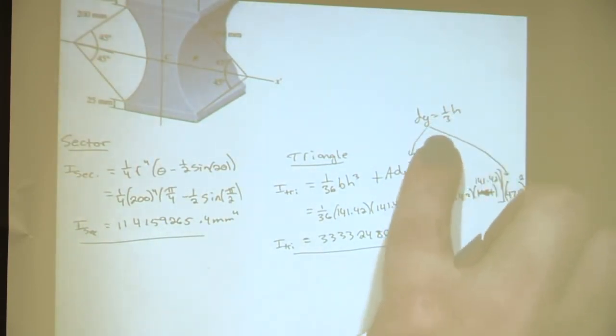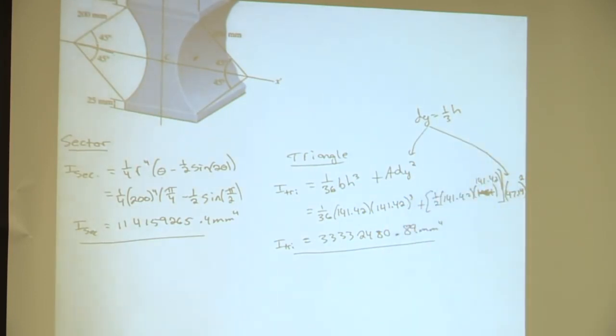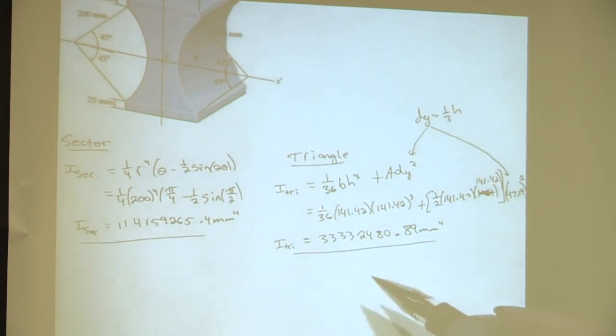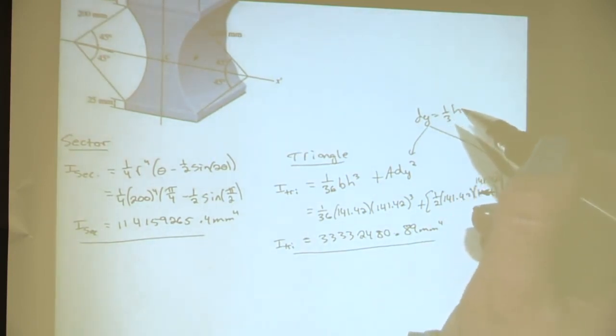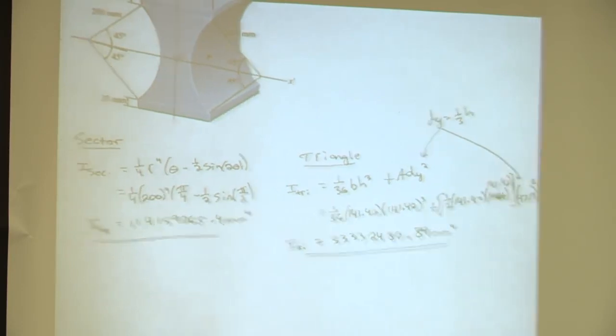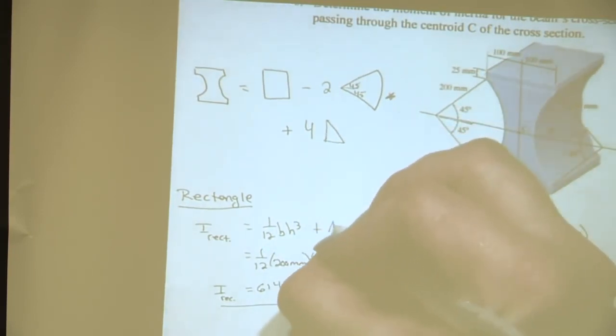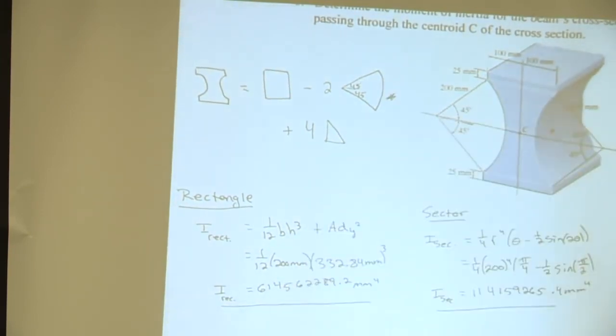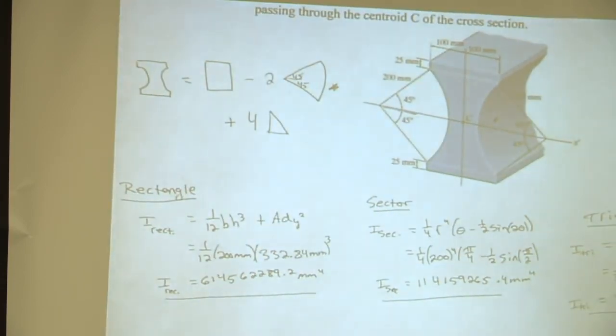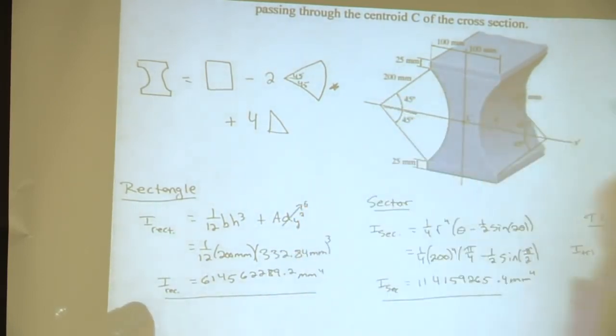So dy is the distance from the x-axis to the centroid of the triangle. And to find the center of the triangle, it's 1/3 the distance of the height. Now, let's say we wanted to use parallel axis theorem for the rectangle. Wait, so real quick, why don't we use it again for the triangle? Let's get there real quick. For the rectangle, this dy, what's the distance from the x-axis to the centroid of the rectangle? 0. So that cancels out.